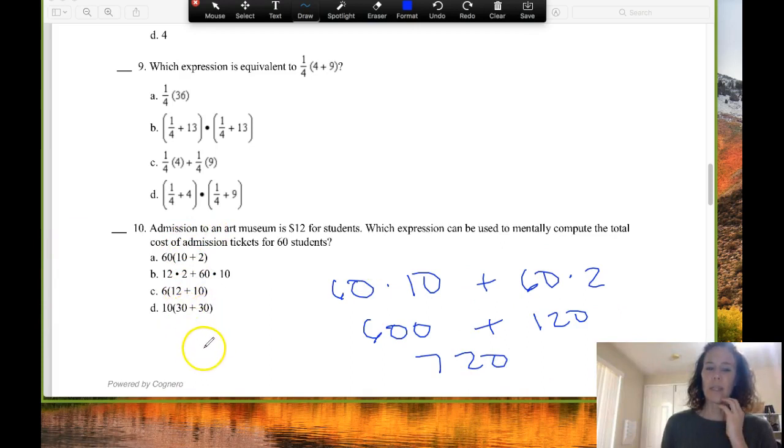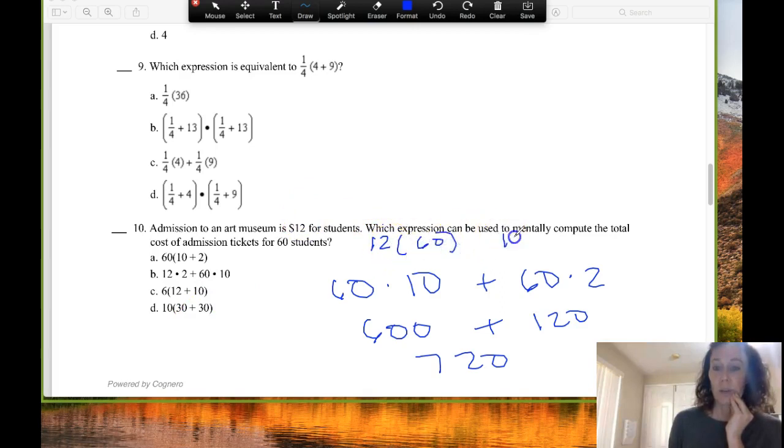Which one of these makes the most sense? Well, 10 times 30 plus 30, that's not even what you're doing. What you're doing is 12 times 60. Okay, so you could have gone 12 times 30 plus 30. So not 10 times 30 plus 30, that doesn't even work. 6 times 12 plus 10, well, 12 plus 10 is 22. So you're doing 6 times 22? No, you're doing 12 times 60. So that doesn't even make sense.